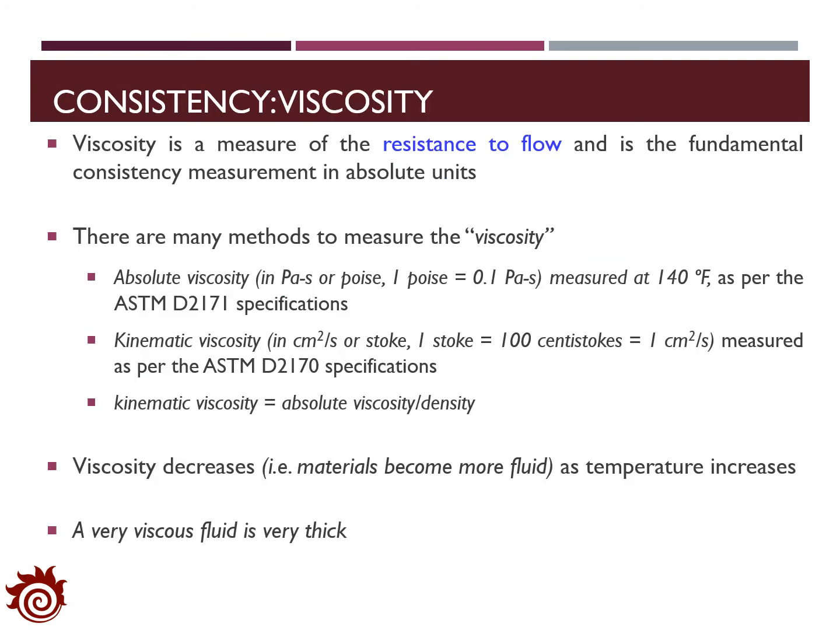The consistency in viscosity is applied to measure the resistance of the asphalt cement to flow, and is the fundamental consistency measurement in absolute units. In the field experiment, there are a lot of methods applied to measure the viscosity. Based on the ASTM standard D2171, we are able to measure the absolute viscosity at a temperature of 140 degrees Fahrenheit. Also, from the standard D2170, we can get the kinematic viscosity. Usually, the kinematic viscosity equals the absolute viscosity over the density of the asphalt cement.